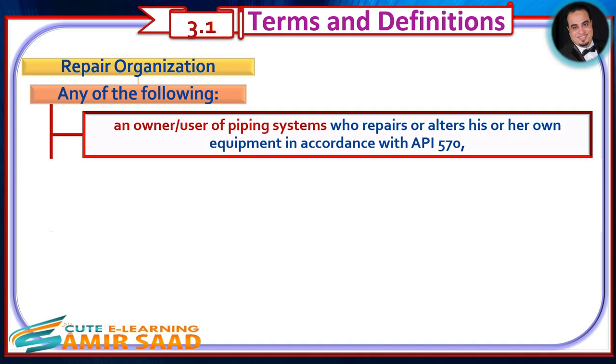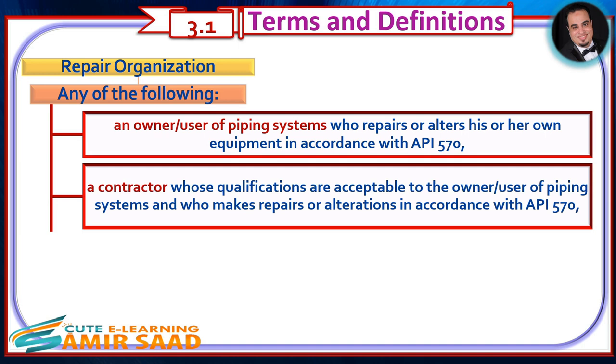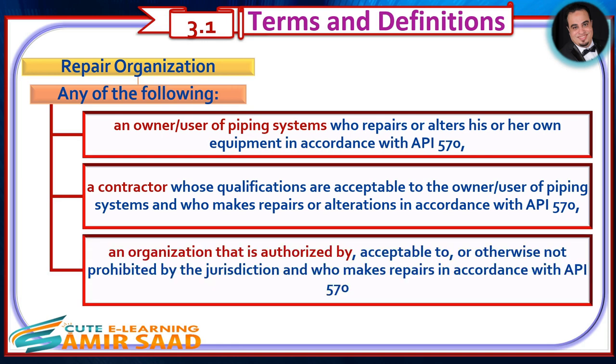Repair organization, any of the following: an owner or user of piping systems who repairs or alters his or her own equipment in accordance with API 570; a contractor whose qualifications are acceptable to the owner or user of piping systems and who makes repairs or alterations in accordance with API 570; or an organization that is authorized by, acceptable to, or otherwise not prohibited by the jurisdiction and who makes repairs in accordance with API 570.